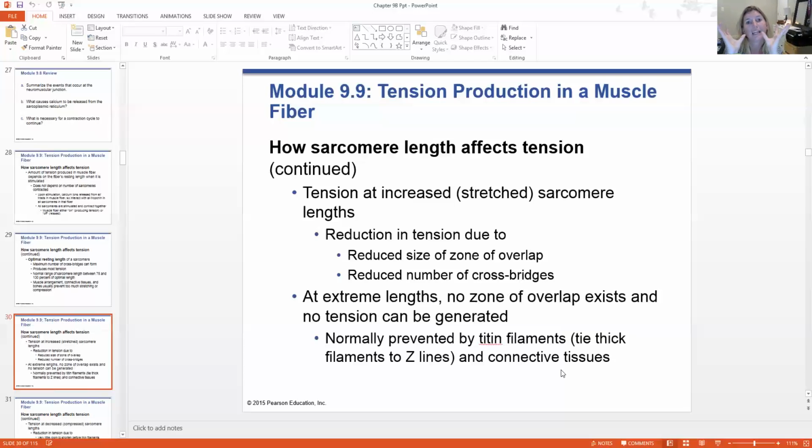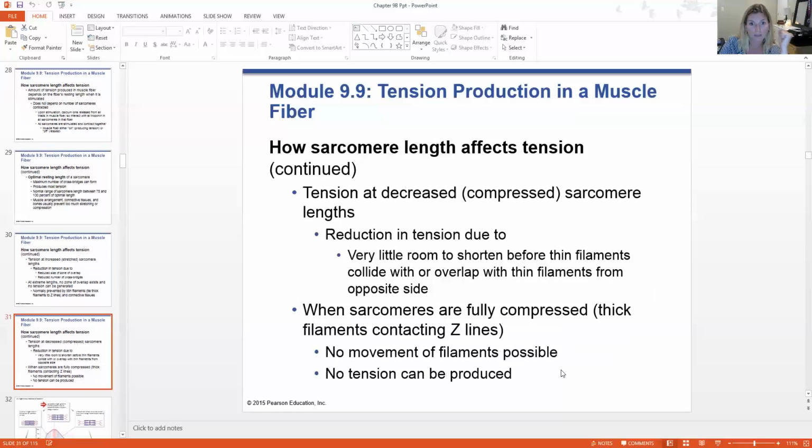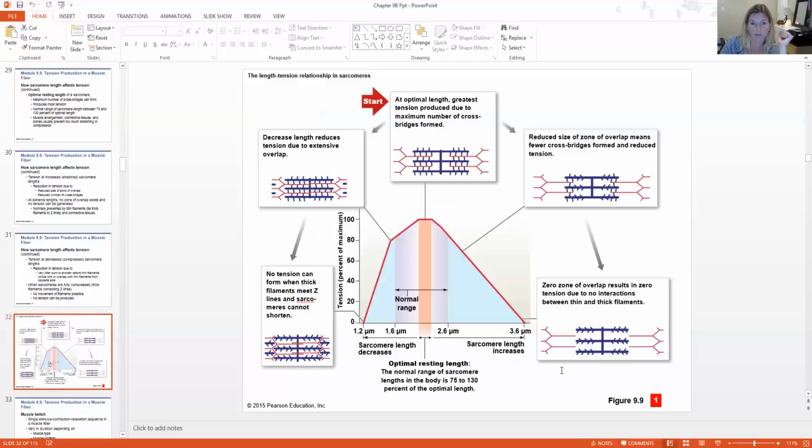So there is a maximum or optimum length that sarcomeres need to be. This is just explaining the same situation that I just explained. So at optimal length, greatest tension can be produced by the maximum number of cross bridges forming. So that's what your sarcomeres are designed for, the optimum zone of overlap. If you have a reduced zone of overlap, like right here, it's too stretched out already, those sarcomeres are not going to be able to contract that much because there's not that many cross bridges forming. Here, the zone of overlap is non-existent. The sarcomere is already stretched out too much. There is no zone of overlap.